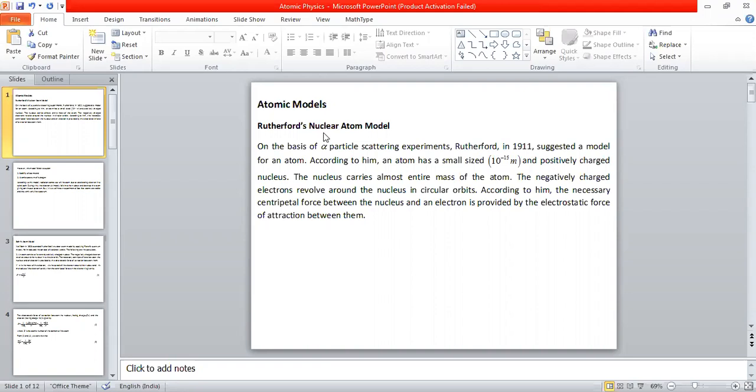So that's why this model is what we call the nuclear atom model. According to him, each and every atom consists of a central core part, and he called that central core part the nucleus. That's why this model is called the nuclear atom model.